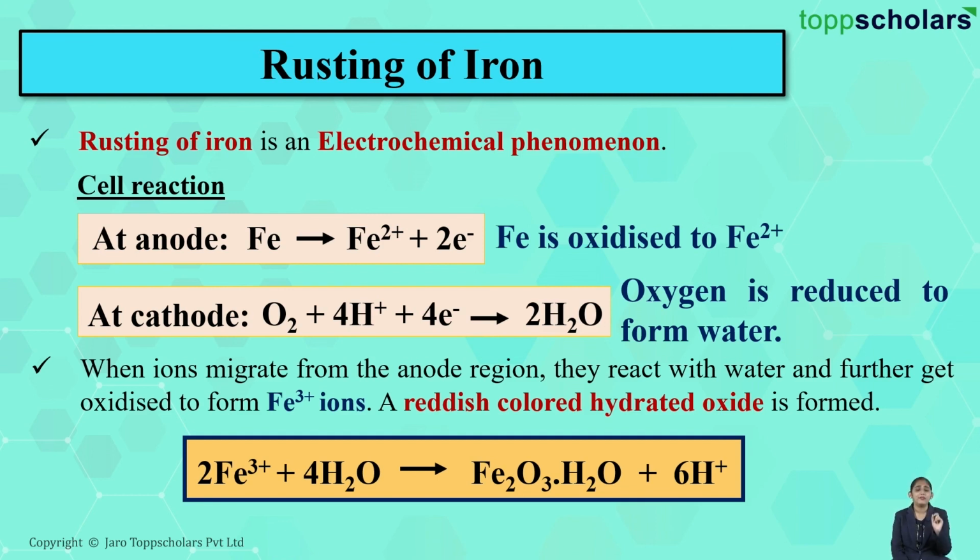So friends, what happens at the anode? At the anode, Fe gets oxidized to Fe2+, and at the cathode, oxygen gets reduced to water. So these Fe2+ ions formed at the anode react with water and get oxidized into Fe3+ ions, right? And these Fe3+ ions then combine with water molecules, resulting in the formation of hydrated ferric oxide, which has a reddish brown color. And this hydrated ferric oxide is called rust.